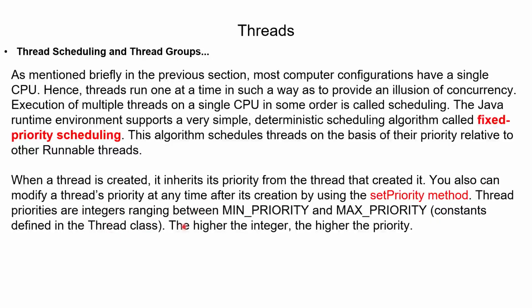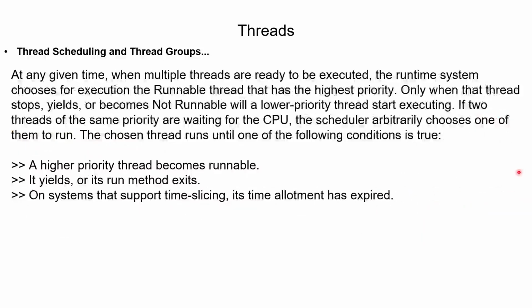The thread priorities are integers ranging between constants MIN_PRIORITY and MAX_PRIORITY. Again, they are constants in the Thread class. The higher the integer passed in, the higher the priority. At any given time, when multiple threads are ready to be executed, the runtime system chooses for execution the runnable thread that has the highest priority. Only when that thread stops, yields, or becomes non-runnable will a lower priority thread start executing.